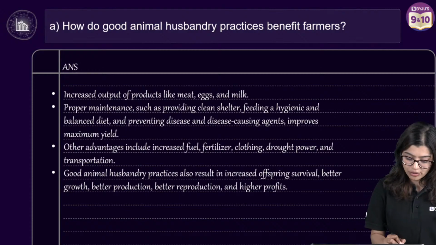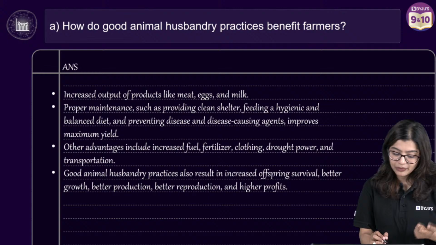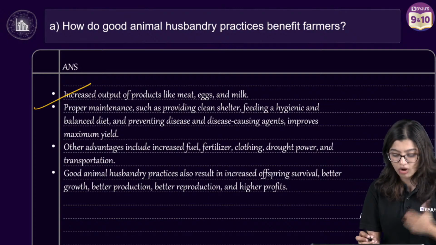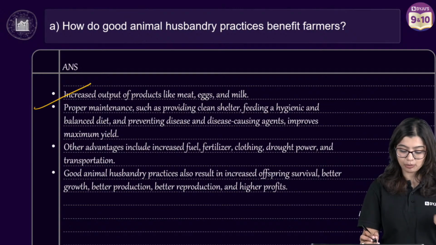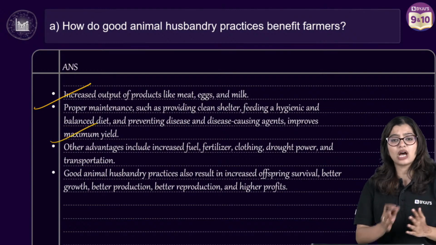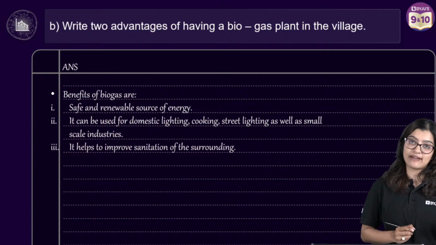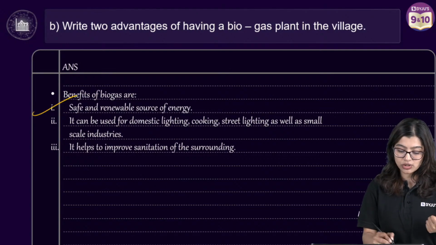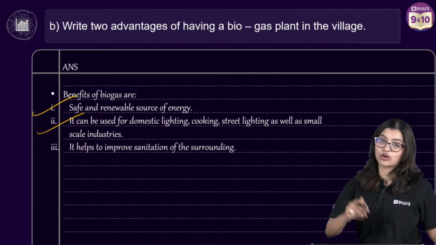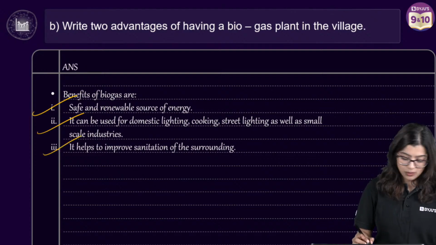So overall, what do we write? For the first one, for 1 mark, how does it benefit the farmer? You can talk about increased output of milk, meat, eggs in case they start poultry. Proper maintenance gives maximum yield. You can write about other advantages also. The second part of it, what are the advantages of having a biogas plant? Renewable source of energy, can be used for cooking and all of that. Also helps with sanitation.